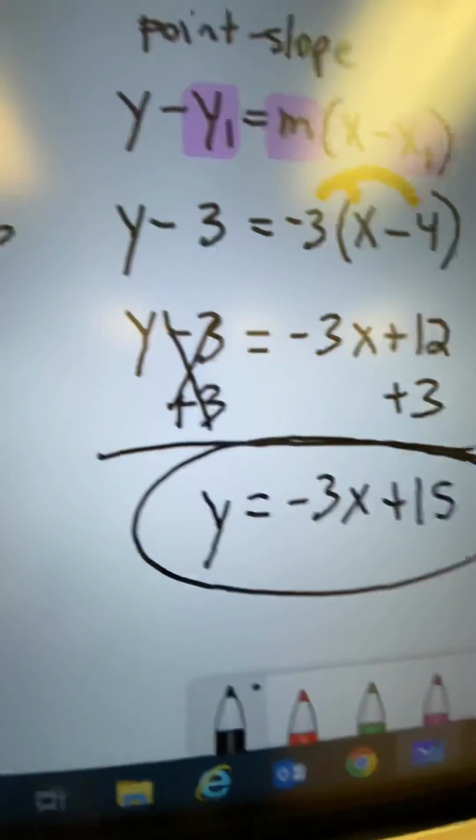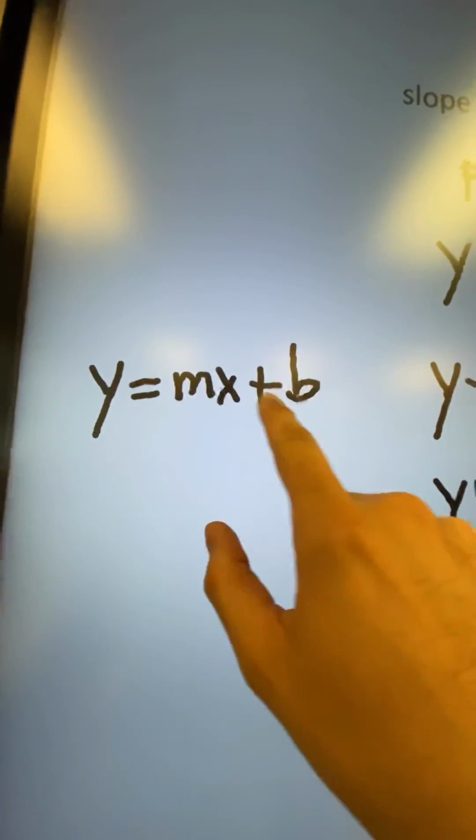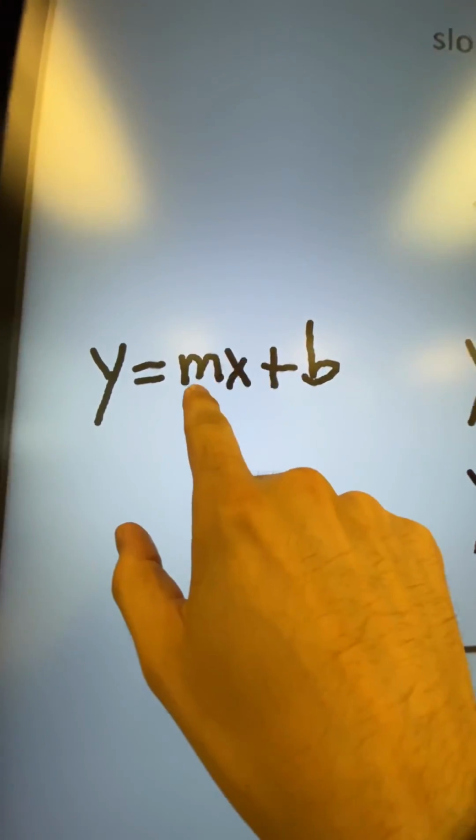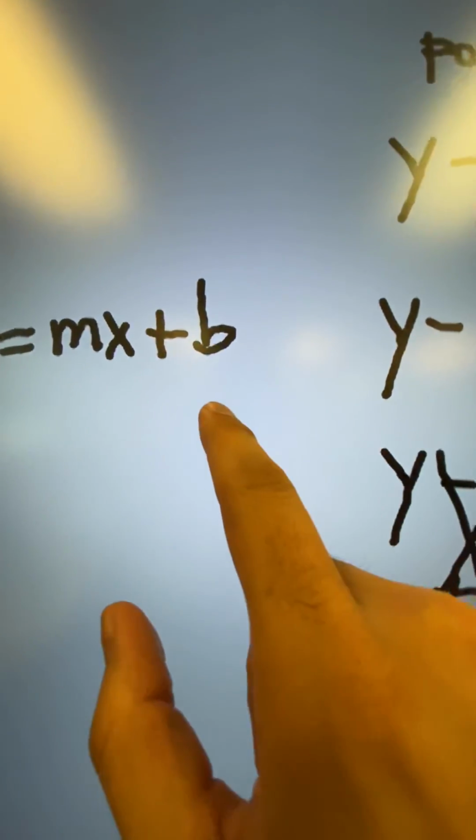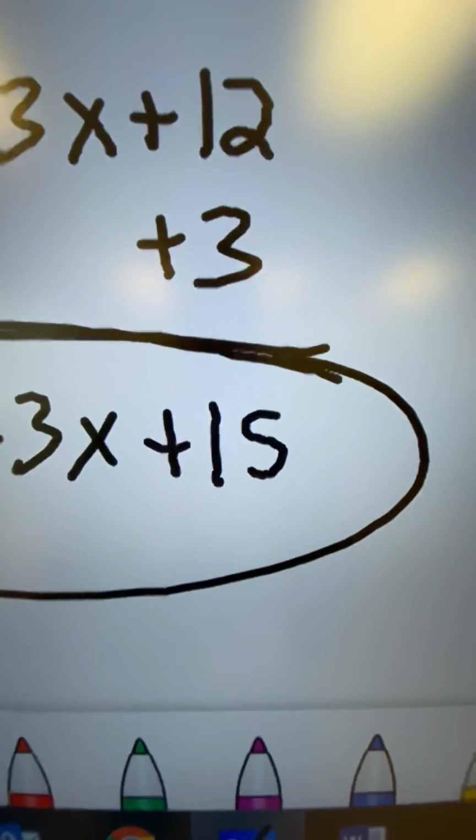And as I mentioned earlier, notice that in slope-intercept form the number multiplied with x, which is called the coefficient, is your slope, which in this case is -3. And the y-intercept is where your line is going to pass through on the y-axis, which in this case is +15.